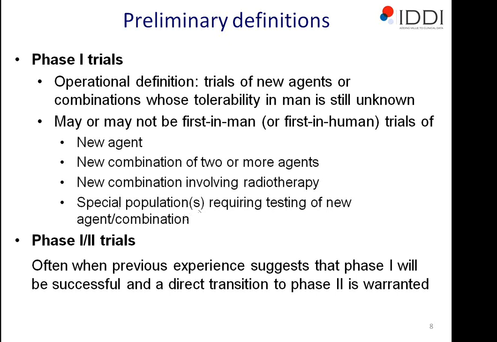On the other hand, we won't cover the so-called phase 1/2 trials, which are studies in settings for which there is previous experience to suggest that the phase 1 will be successful, in other words, less concerned with toxicity, and at the same time, when it's thought that a direct transition to phase 2 is acceptable or likely to occur. So these are specialty trials that won't be discussed today.